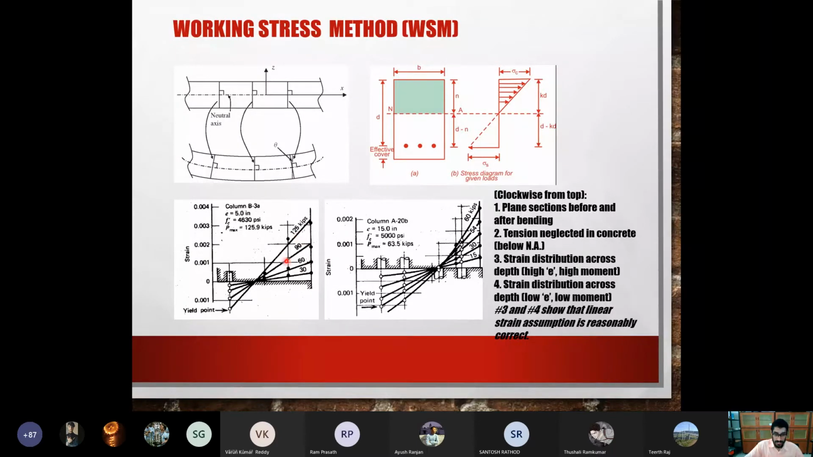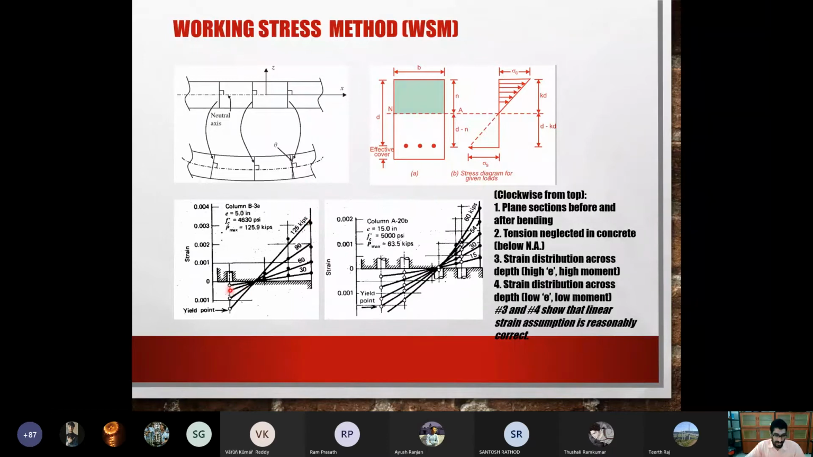Yeah, so this is showing strain on the y-axis, and this is across the depth. So this is, say, the top of the beam, and this is the bottom of the beam. Depending on how much load is being applied, you can see how the strains are varying. You see that on one side, I suppose the steel side, the strains are more.